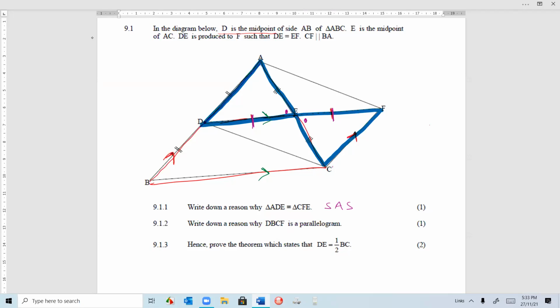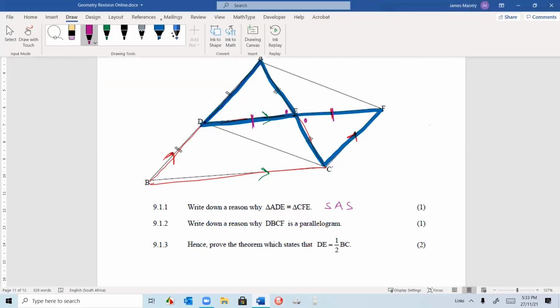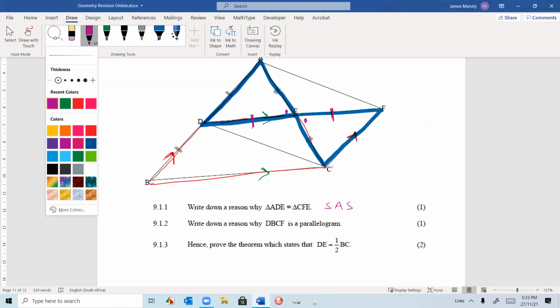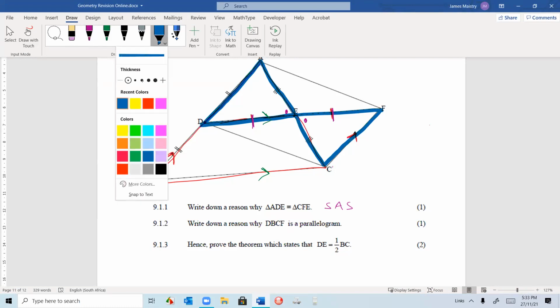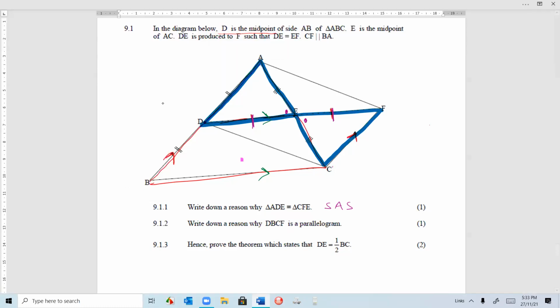Write down the reason why DBCF is a parallelogram. I actually don't like that question, to be honest, because I would have said, let's prove it's going to be a parallelogram. So I'm going to actually highlight that one for you. Let's suppose the question is prove it's a parallelogram.